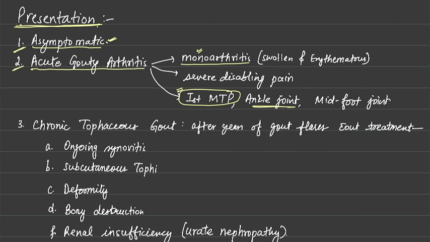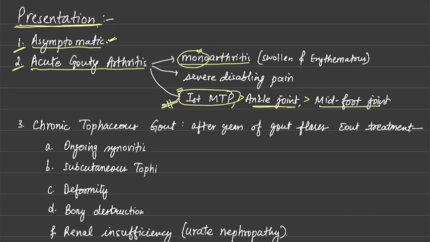It is the most common joint involved: the first metatarsophalangeal joint. After that, the ankle joint is involved, and after that, the midfoot joint. But the most common is the first metatarsophalangeal joint. It is usually monoarthritis. Only one joint is involved.